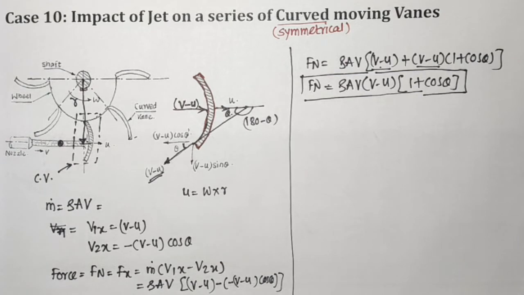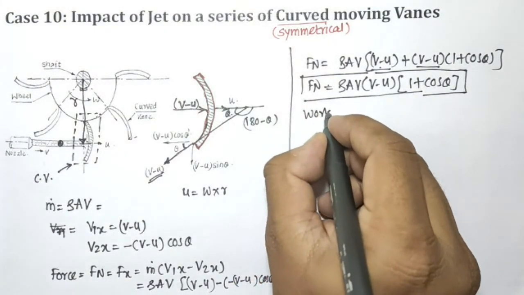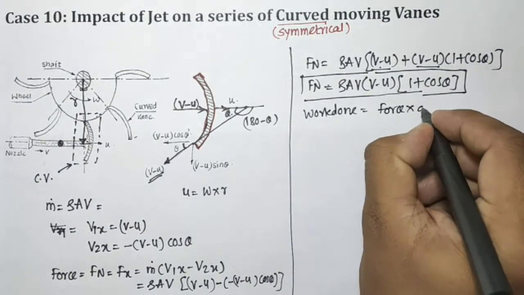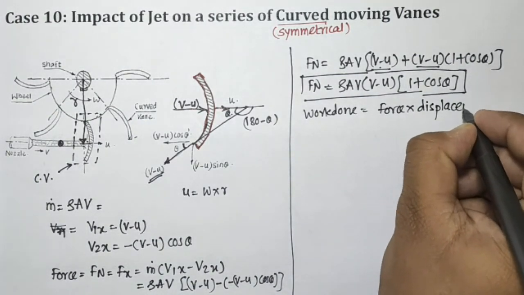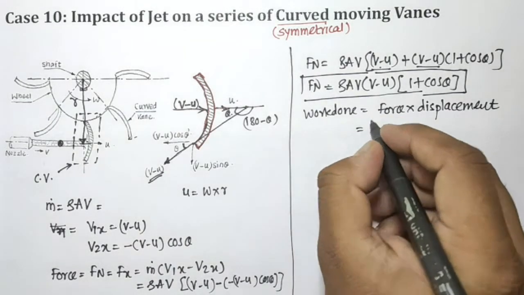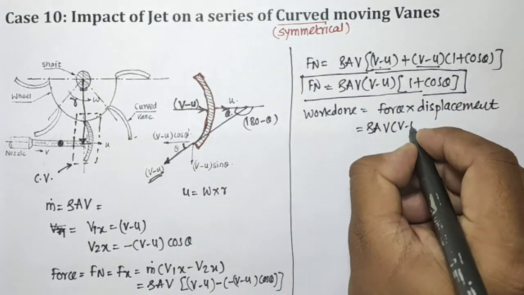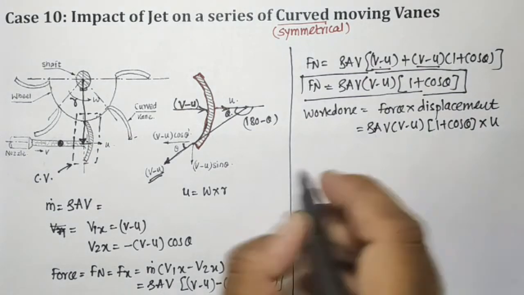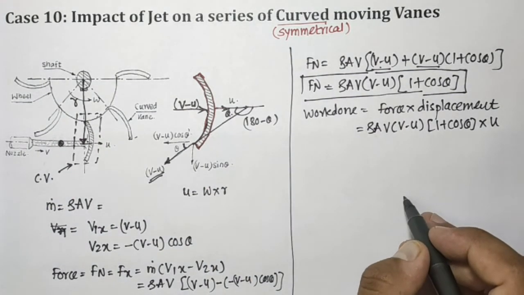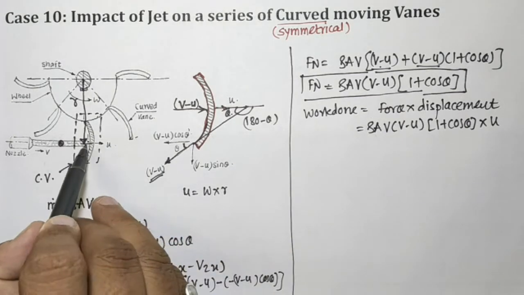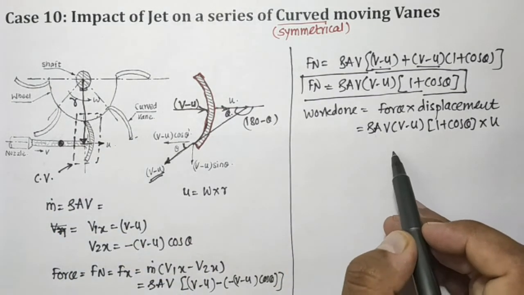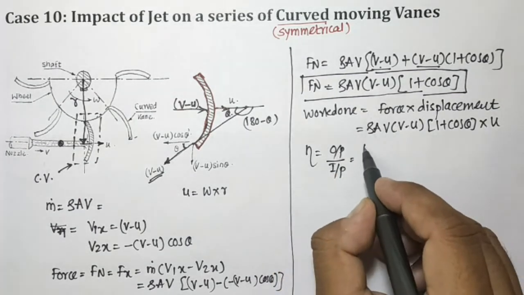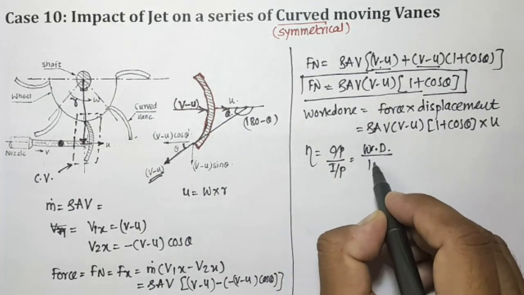Now the work done is equal to force into displacement. So that force is rho a v (v minus u)(1 plus cos theta), and the displacement is nothing but u, the velocity of that vane in the direction in which that force is being exerted. So efficiency is equal to output upon input. Output is work done and input is kinetic energy.